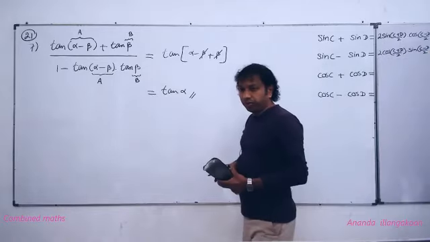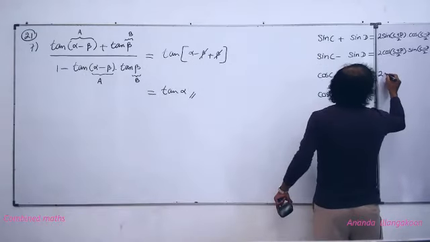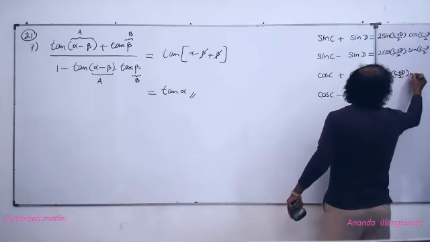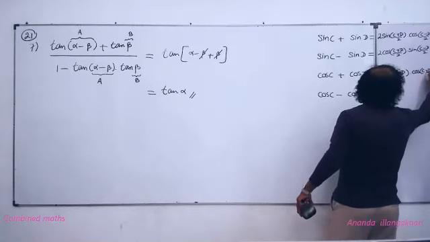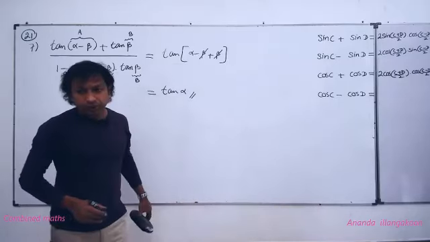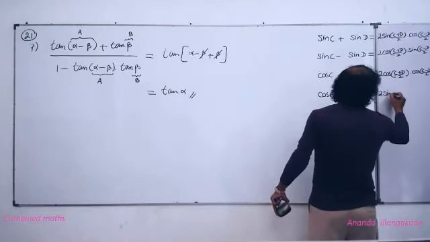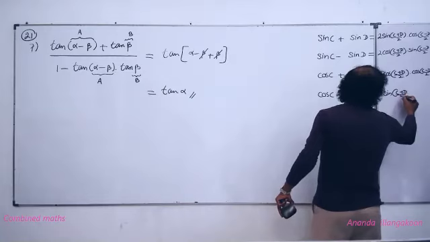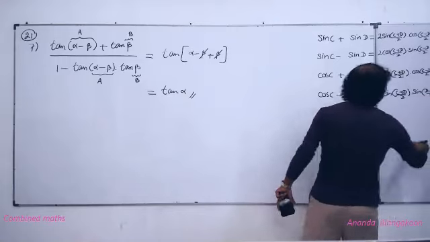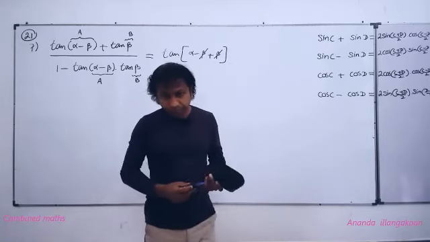That's the formula. Cos C plus cos D: the right hand side both come in terms of cos. It is 2 cos C plus D by 2 into cos C minus D by 2. Cos C minus cos D: the right hand side comes in sine. It is 2 sine C plus D by 2 into sine D minus C by 2. Sine D minus C by 2, right?